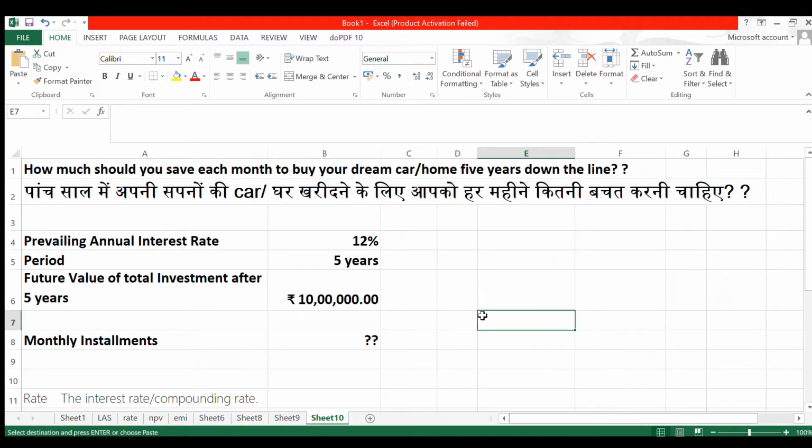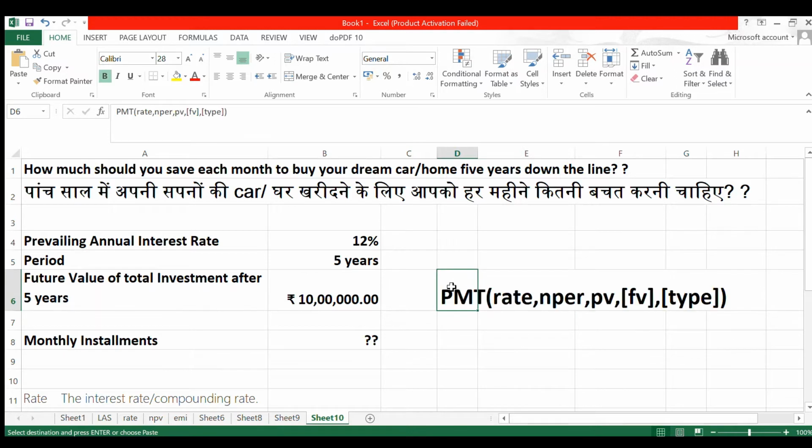Now let us check the function PMT. The PMT function takes 5 input values and the input values are rate, NPER, PV, FV and type. FV and type are indicated inside a square bracket, which means these two values are optional, not mandatory. The first three input values, that is rate, NPER, PV, are the mandatory input values.